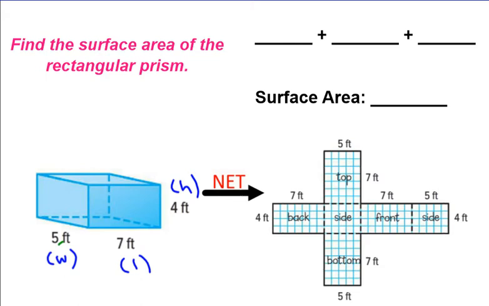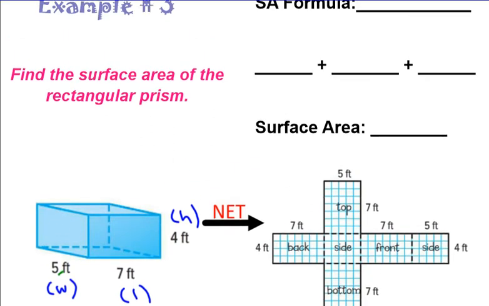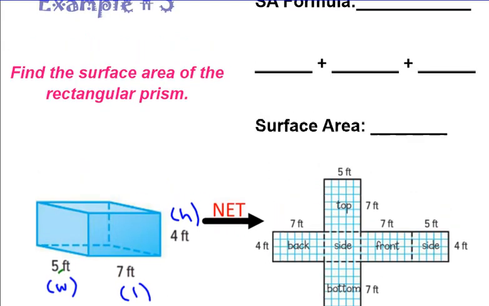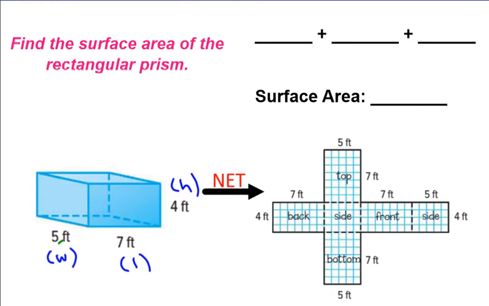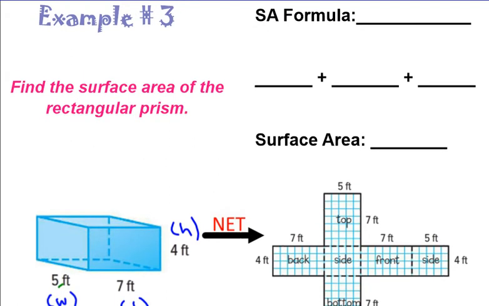as long as you're labeling one of them as width, one of them as length, and one of them as height, you're going to get the same answer every single time, because essentially you're just finding the areas of the different pieces of it, okay? Try your best to label them so that you do know the difference, but it really doesn't matter in the end, to be honest with you.